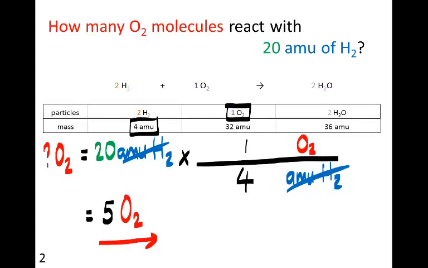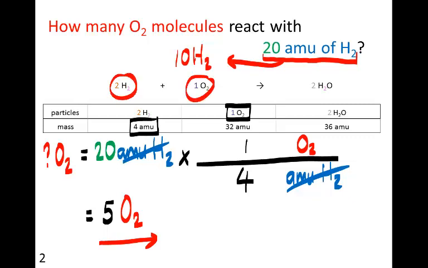We can also see that by 20 atomic mass units of hydrogen means that we have 10 hydrogen molecules, because each hydrogen molecule has a mass of 2 or more. And we know that we need double as many hydrogen molecules as oxygen. So if we have 10 hydrogen molecules, we'll need 5 oxygen molecules.